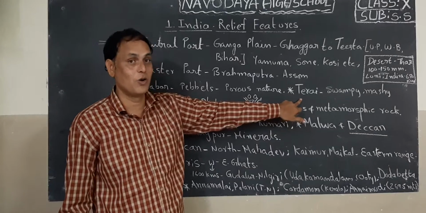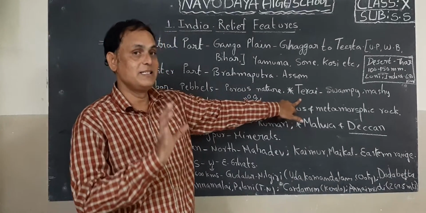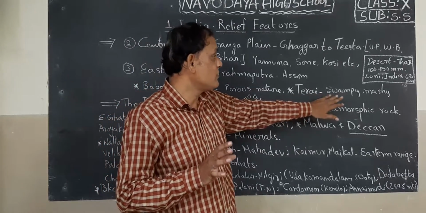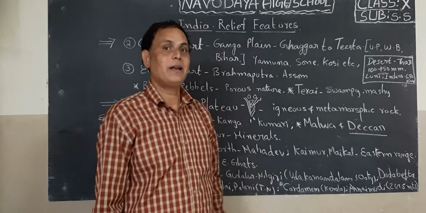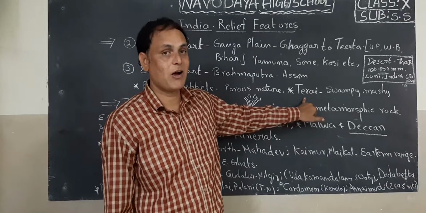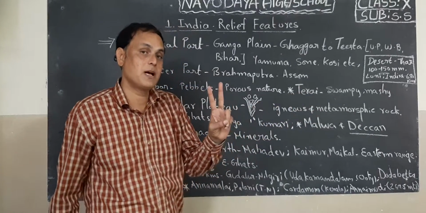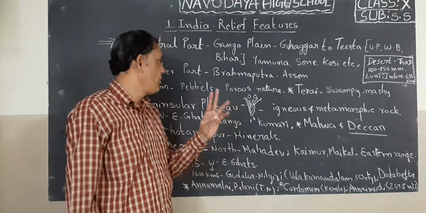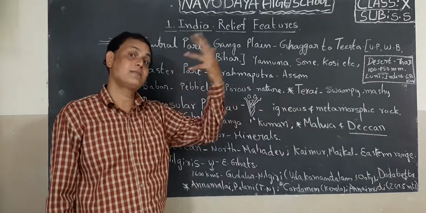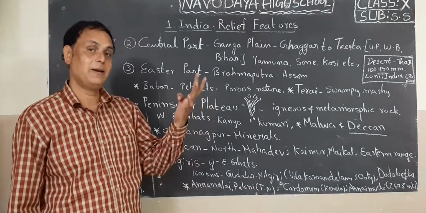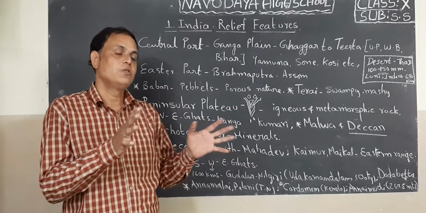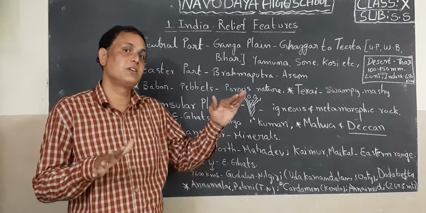At the lower part, another type of land is there, called swampy. Swampy and marshy tract land is spread here. This is called Terai. So here two types of lands are there: one is Babar and the second is Terai. Bangar is also there, children. Babar, Bangar, Terai: these three are small types of land spread along the foothills of the Shivalik range.